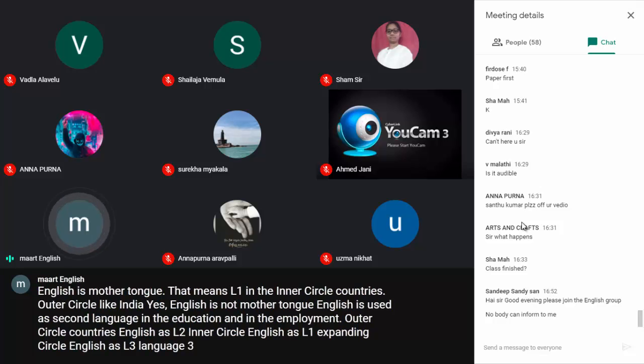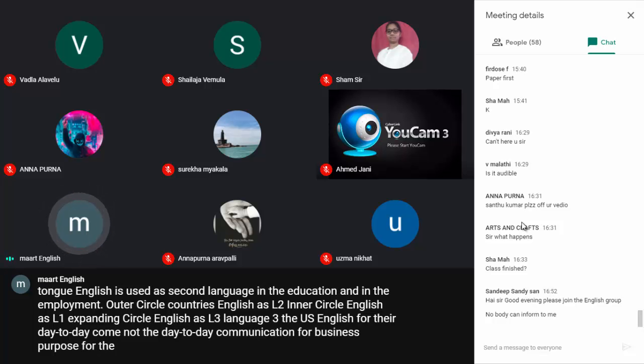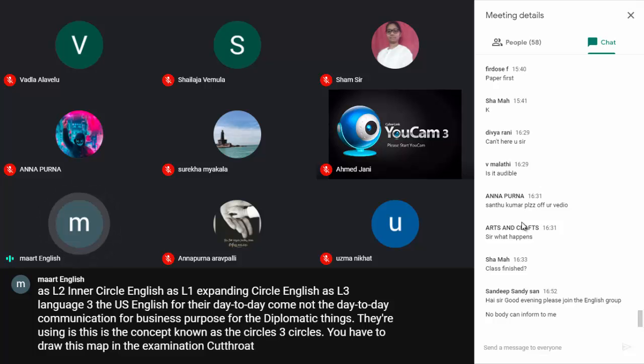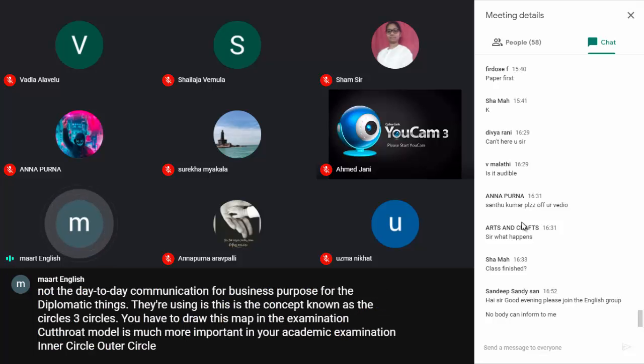They use English not for their day-to-day communication, but for business purposes and for diplomatic things. This is the concept known as the three circles. You have to draw this map in the examination. Kachru's model is much more important in our academic examination: inner circle, outer circle, and expanding circle.